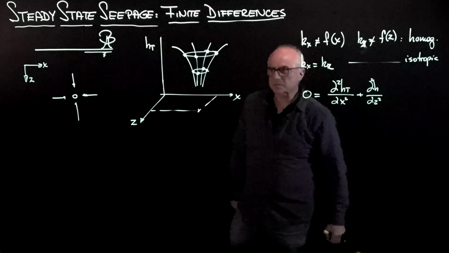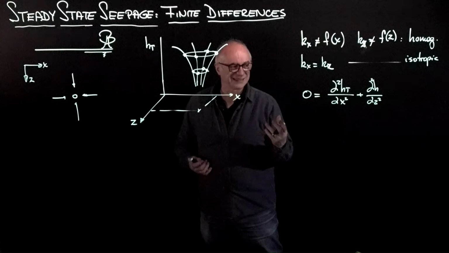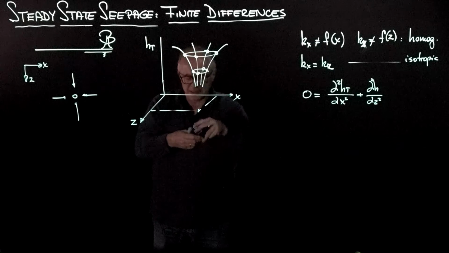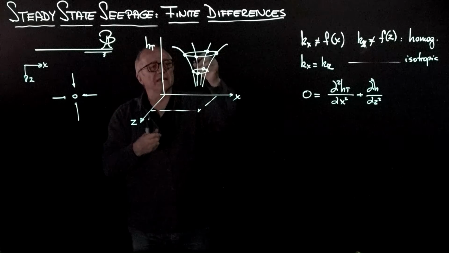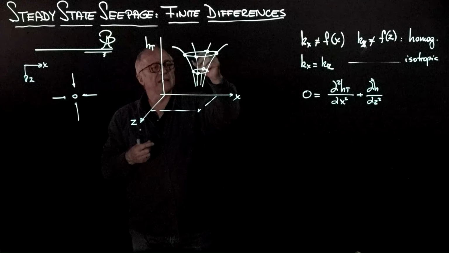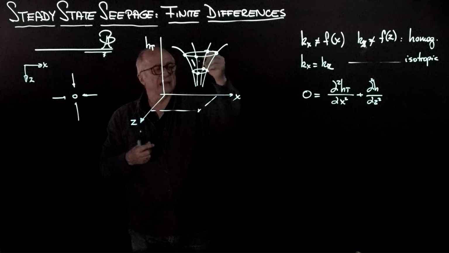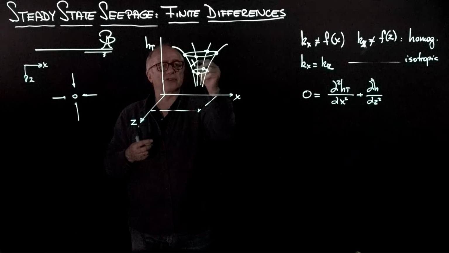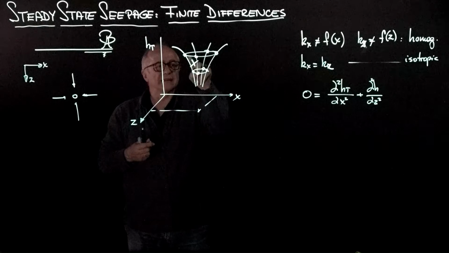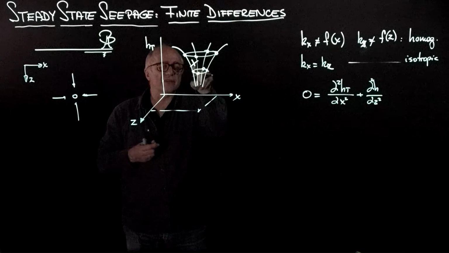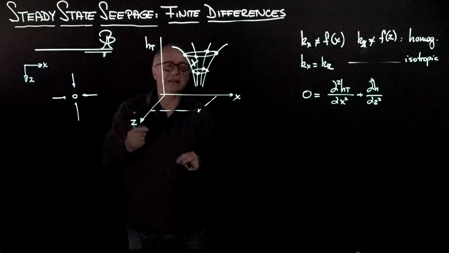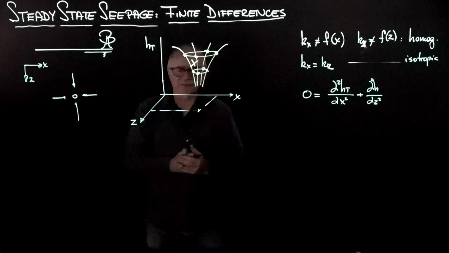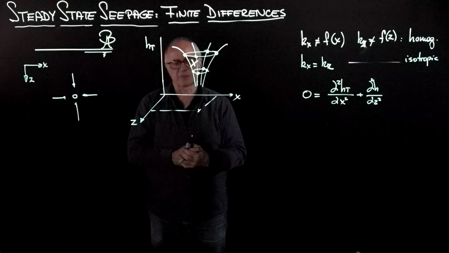to 0. What that is telling us is that everywhere in this potential field, if I were to obtain the second derivative in the z direction and the second derivative in the x direction, everywhere the sum of the second derivative in x and the second derivative in z would be equal to 0 once I solve Laplace's equation for a steady state seepage.